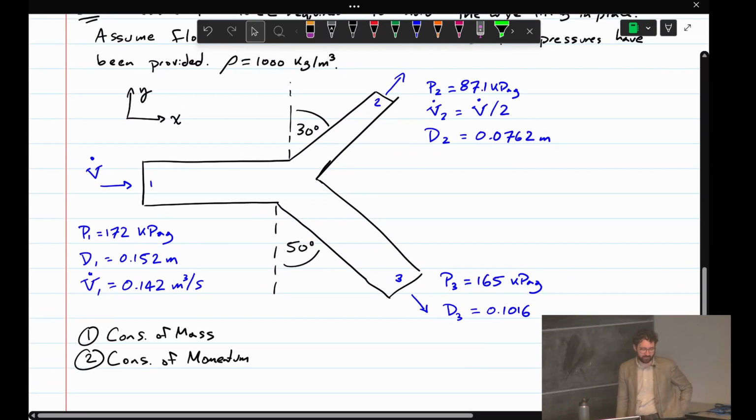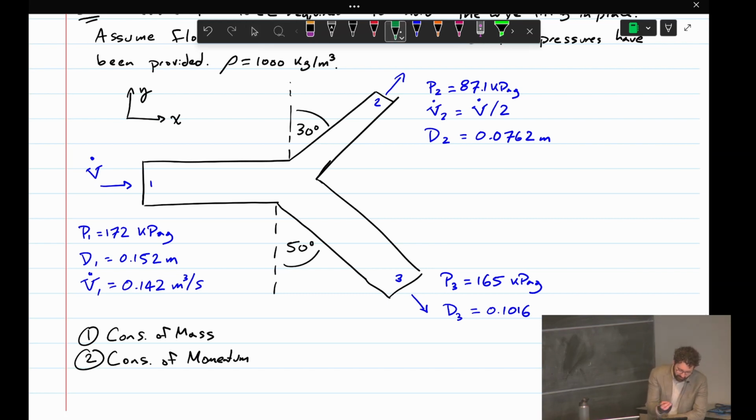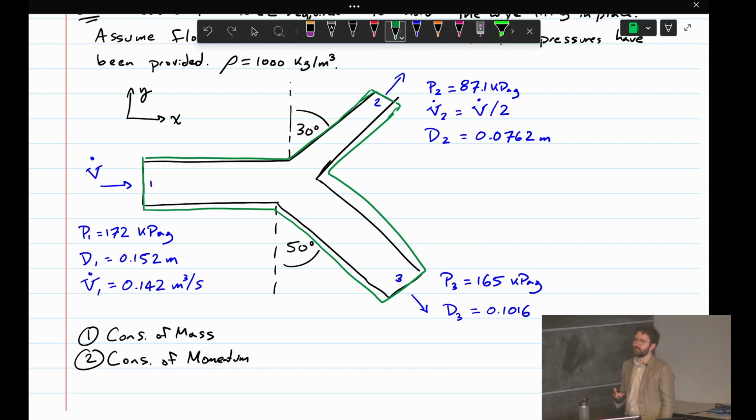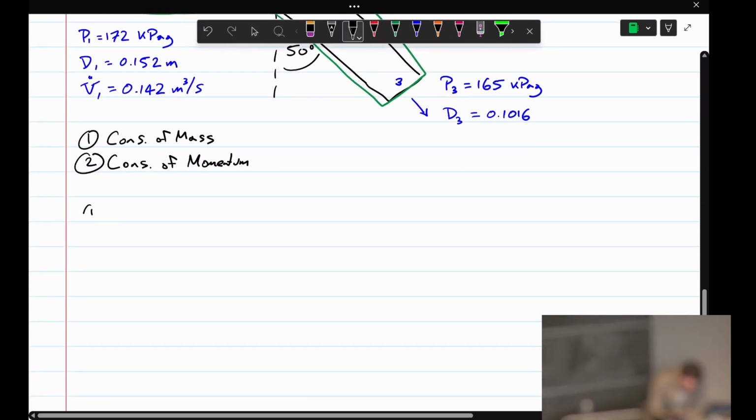Are there any questions about this problem setup? Okay, it's clear. Our control volume again will be just outside the pipe, so it's going to be the green here. Since I provided the pressures in gauge pressure, all we need to worry about are the pressure forces exerted on our control volume boundaries. If you assume the outside of this is at P atmosphere, which would be provided in the question. Okay, so let's do our conservation of mass.